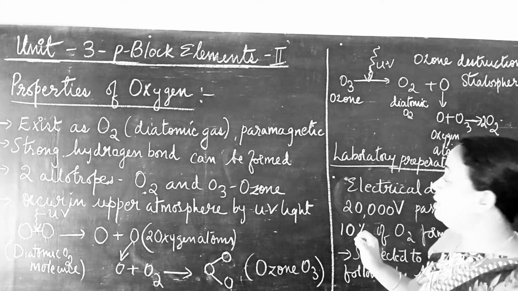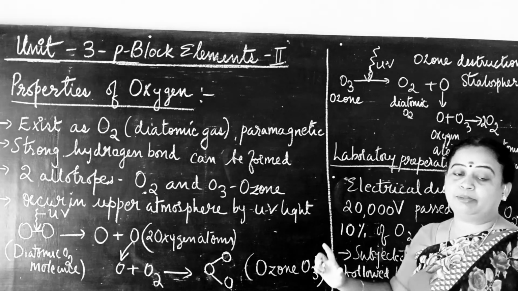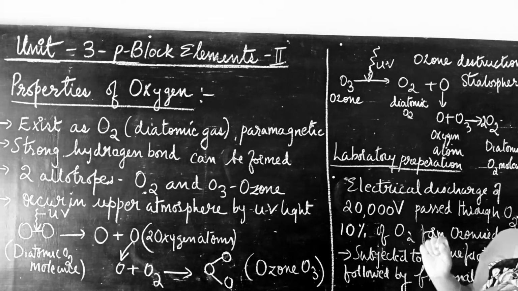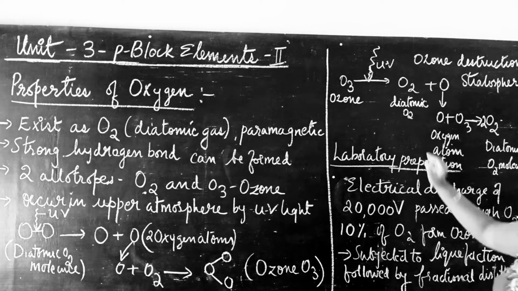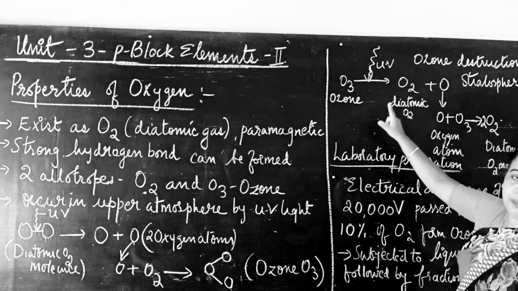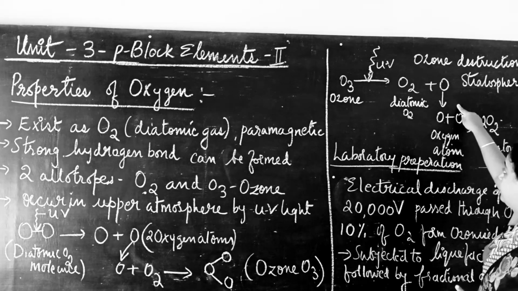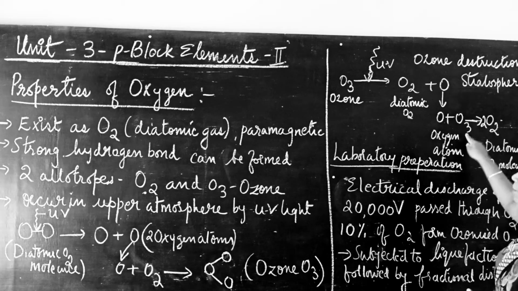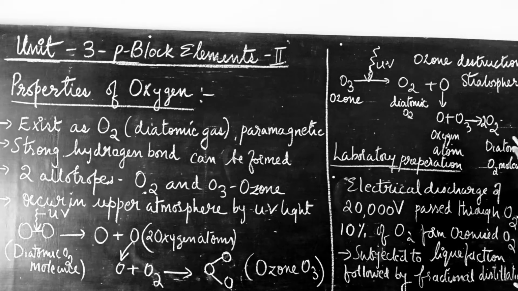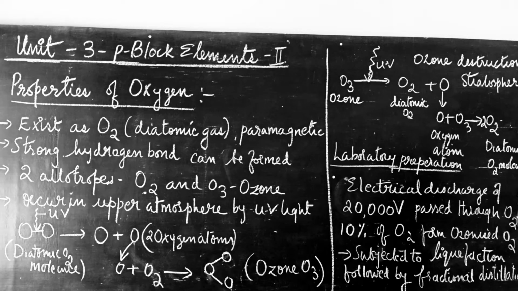Likewise, ozone can also undergo destruction. This same reaction is reversible in nature. Ozone in the presence of UV light gets split into diatomic oxygen as well as an oxygen atom. This oxygen atom again combines with ozone and forms diatomic oxygen molecules. So this is the destruction of ozone in the upper atmosphere, that is your stratosphere.